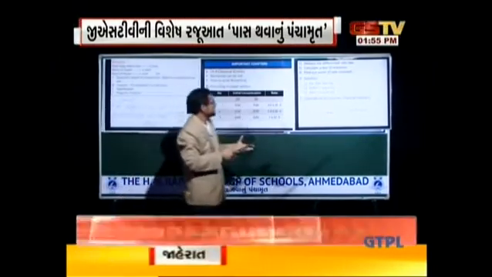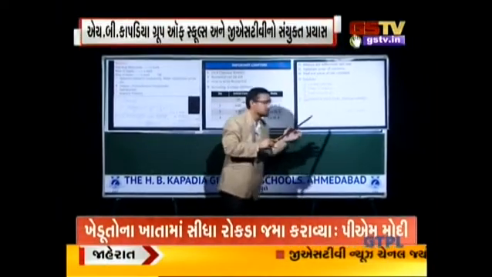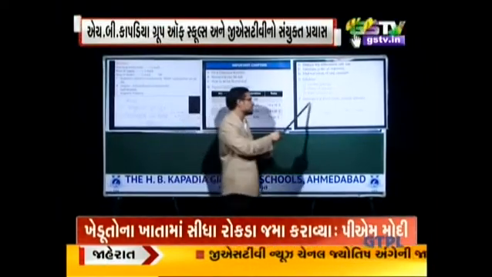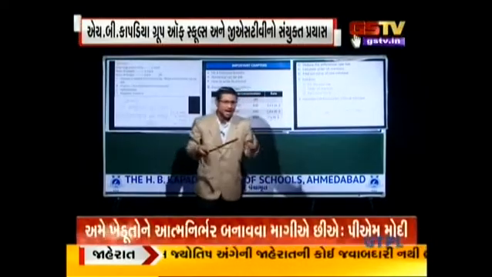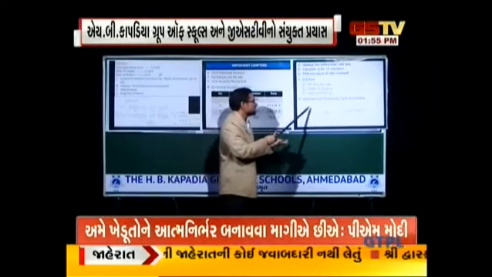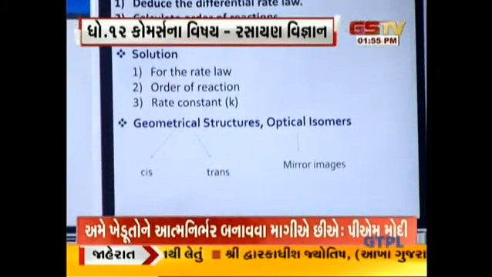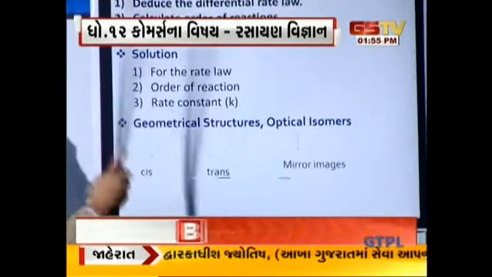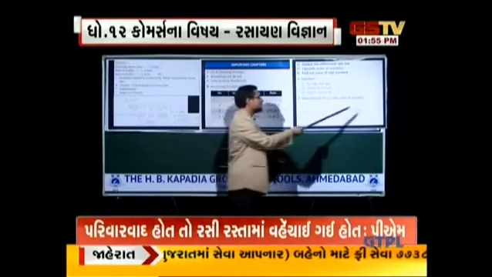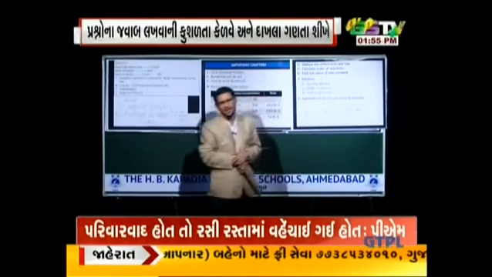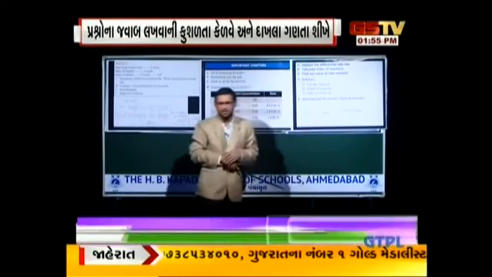Okay. The last important thing for the 4 marker question is geometrical structure and optical isomerization. They can be asked like this. Write down the geometrical structure. So geometrical isomers are divided into 2 parts, cis or trans, and optical isomers. You have to draw the mirror image in optical isomerization. So related to this topic they can ask the 4 marker question.